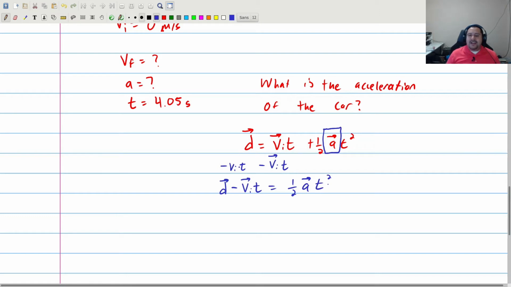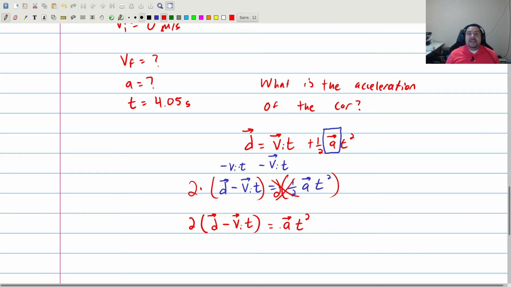All right, the next thing I need to do is get rid of the 1/2. To get rid of a fraction, I multiply by the reciprocal. So I'm going to multiply both sides by 2. Times 2 and times 2. Bam, that part goes away. And we're left with 2 times the quantity d minus v initial times t, vector there, is equal to a t squared.